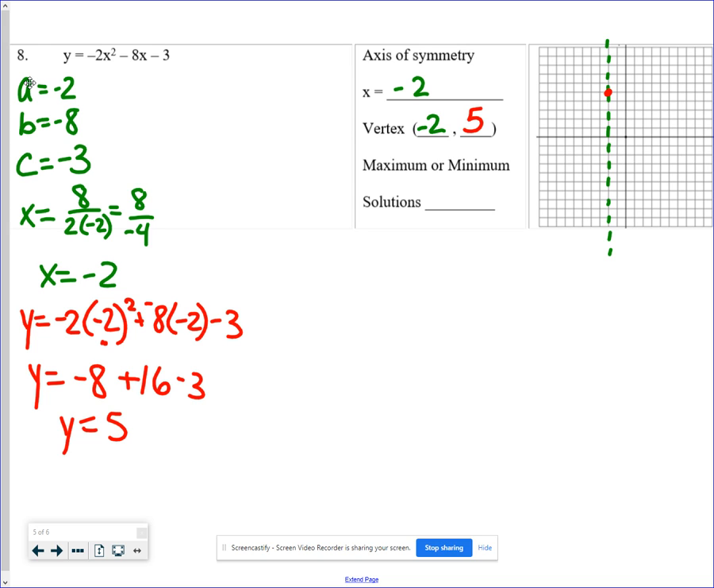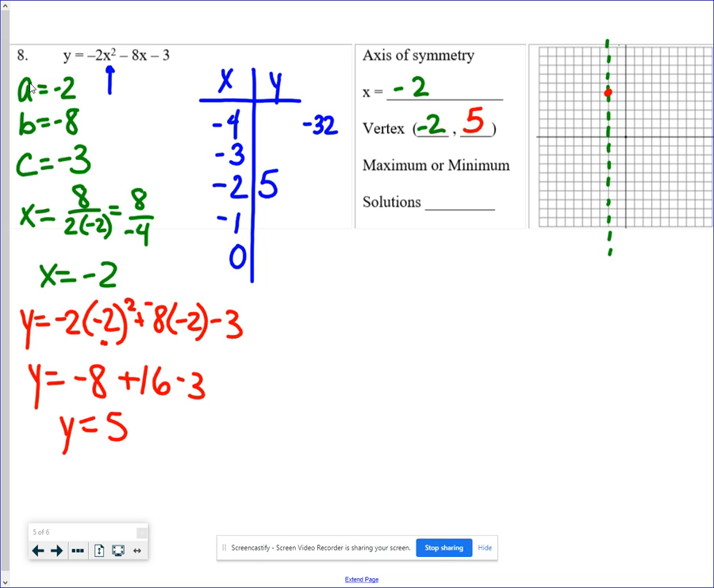I'm going to make my table of values. Negative 2, 5. I would have negative 3 and negative 4, and I'd have negative 1 and 0 as my smaller and bigger numbers. When I substitute in negative 4, again, we're substituting in both places with the same number. Negative 4 squared is 16, times negative 2 would be negative 32. Negative 8 times negative 4 is positive 32. So those two are going to cancel out, and then I still have minus 3. So that's just going to be negative 3.